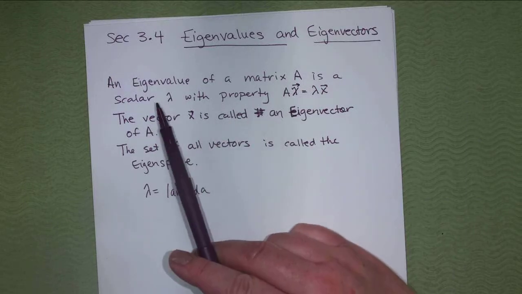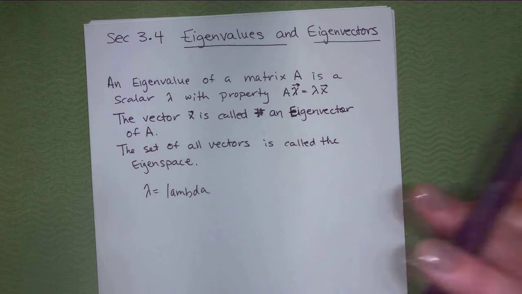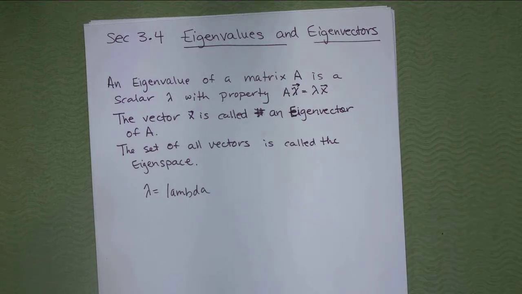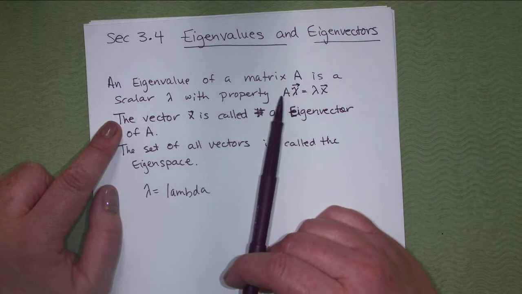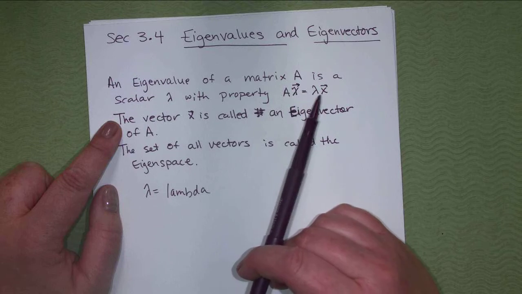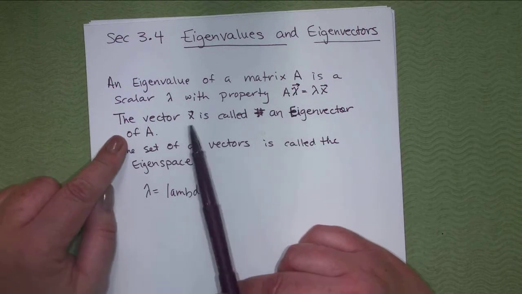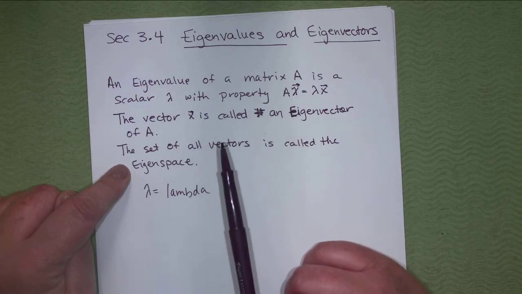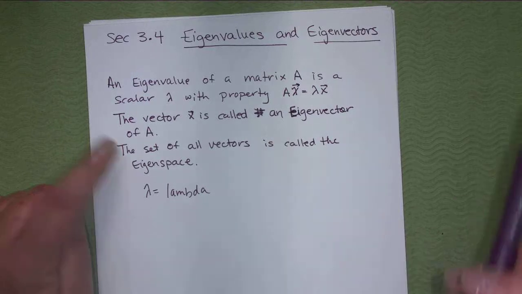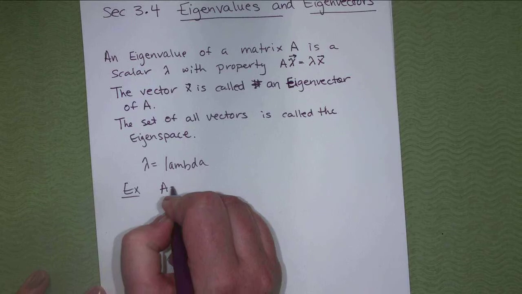Okay, so it's a scalar lambda. We just use that. That's just a letter they usually use when they're talking about eigenvalues. It doesn't mean anything special other than it's the letter they chose. With the property that A times the vector x is equal to lambda times the vector x. I'll show you what that means in a minute. The vector x is called the eigenvector, and the set of all possible vectors that have this property is called the eigenspace.